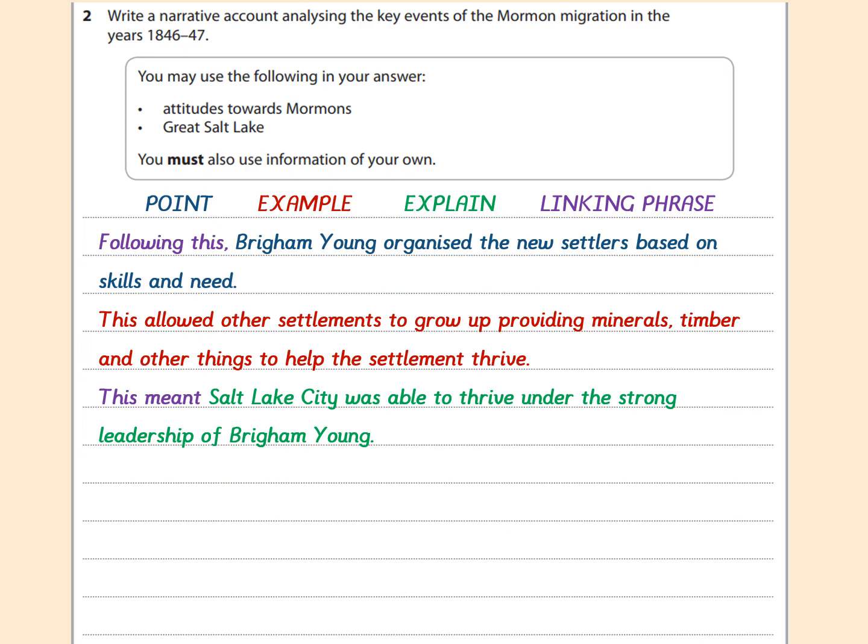Well, all of that is accurate, so would I get any marks? The answer is no. That's not relevant to the Mormon migration, and it's not necessarily relevant to the years 1846 to 47. And that's the importance of reading the question. Even though all of this knowledge shows that you've got a pretty decent understanding of the topic, it doesn't show that you've got a command of reading and understanding what the question is asking of you. And unfortunately, you wouldn't get any marks for that.